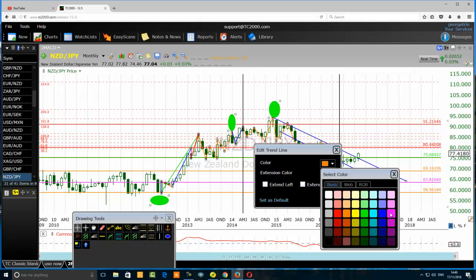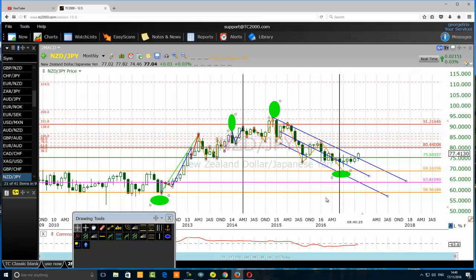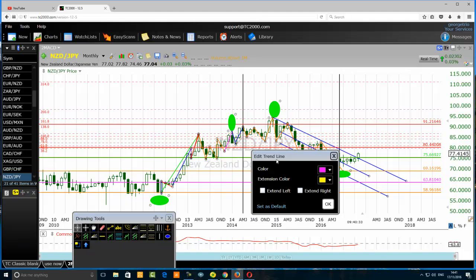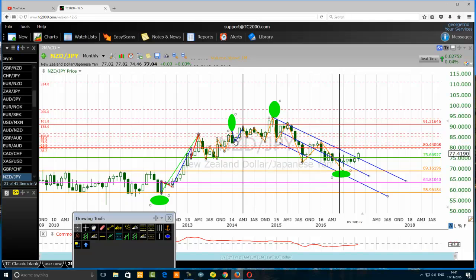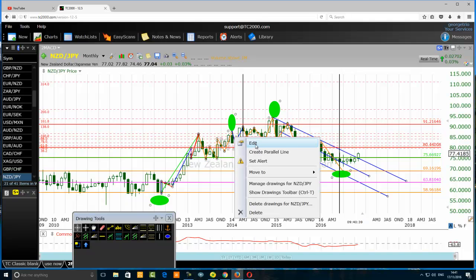Color that one into pink. No, not that one. This one. 1, 2, 3. 1, 2, 3. That's it. Oh, it's getting a bit complex now. This is the one I want to color now into pink.